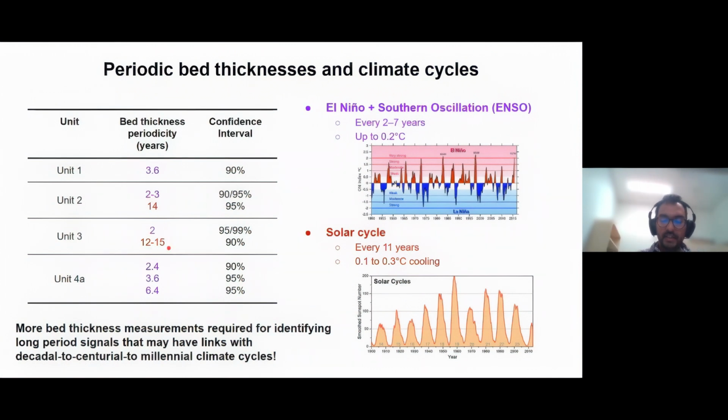However, we have only limited measurements of bed thicknesses that we could use for a power spectral analysis, and that's why we cannot interpret much larger duration or longer period climate cycles and link them with these periodic bed thicknesses. So we need more bed thickness measurements to identify such long period signals that may have links with decadal to centurial to millennial climate cycles.